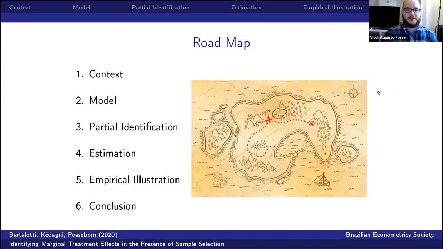I will proceed. So for today, I will focus on the first 3 sections of the presentation. I'll talk about the context of our paper. I will explain our model, and then I will have a deeper explanation about our partial identification strategy. And I will briefly talk about estimation, and then I will conclude. If someone is interested in our empirical illustration, I have slides for that after the talk.